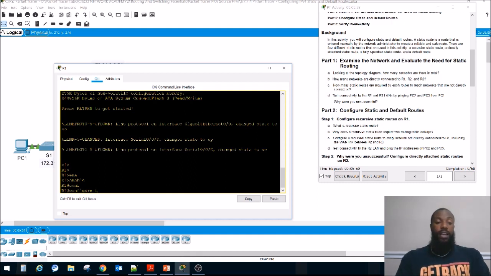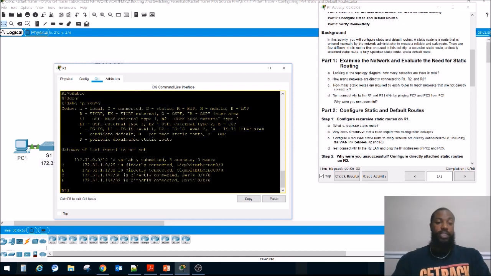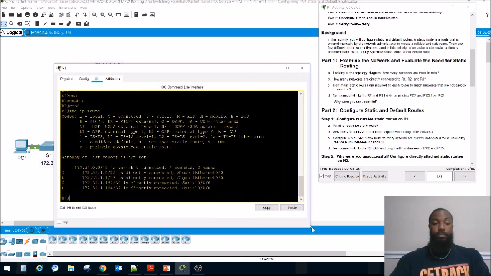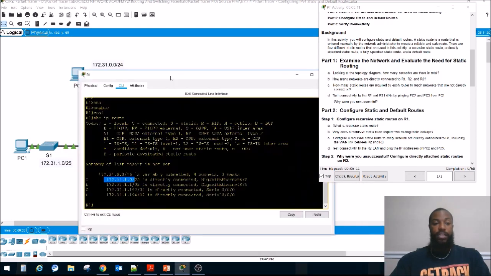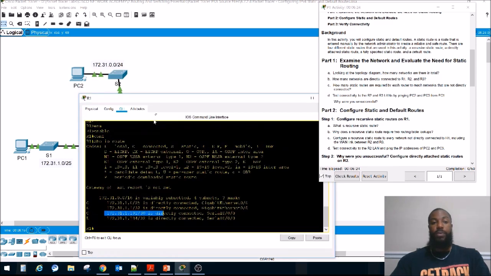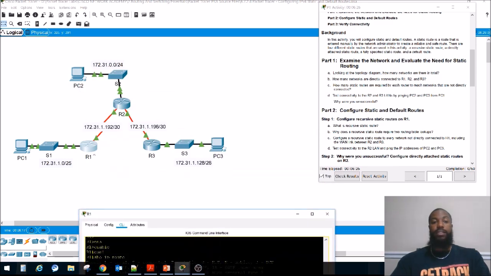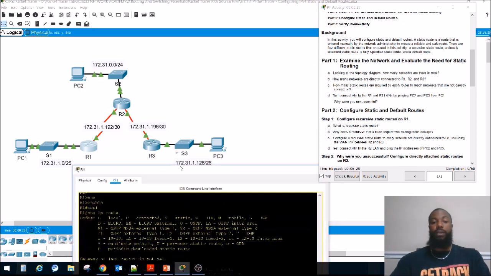We're going to do show IP route and take a look at what we're working with. We got a route to the 172.31.1 network, which is directly connected to us, right? The L's are essentially our interfaces, so don't worry about those. They're directly connected. The other network we're connected to is 172.31.1.192, which would be this guy. Those are the 2 networks that he knows about.